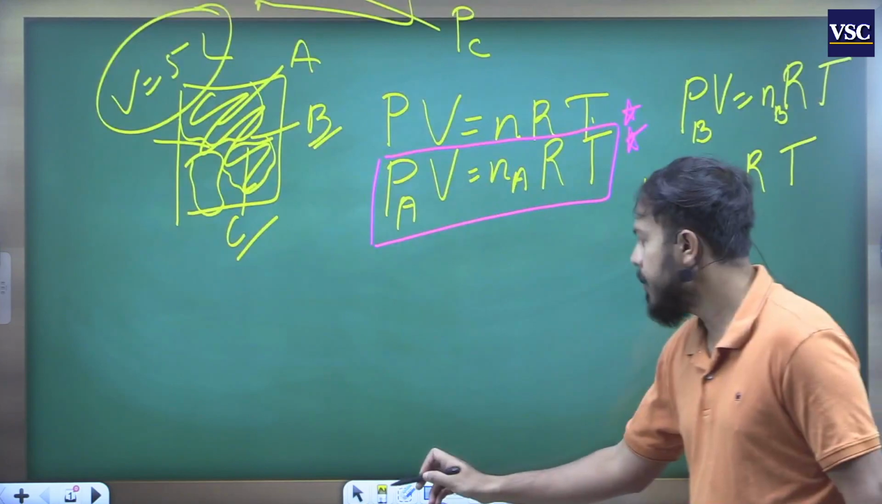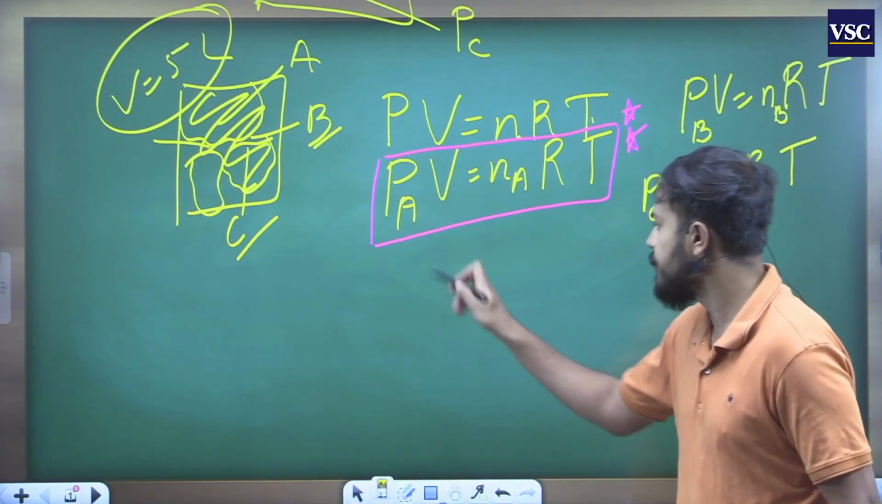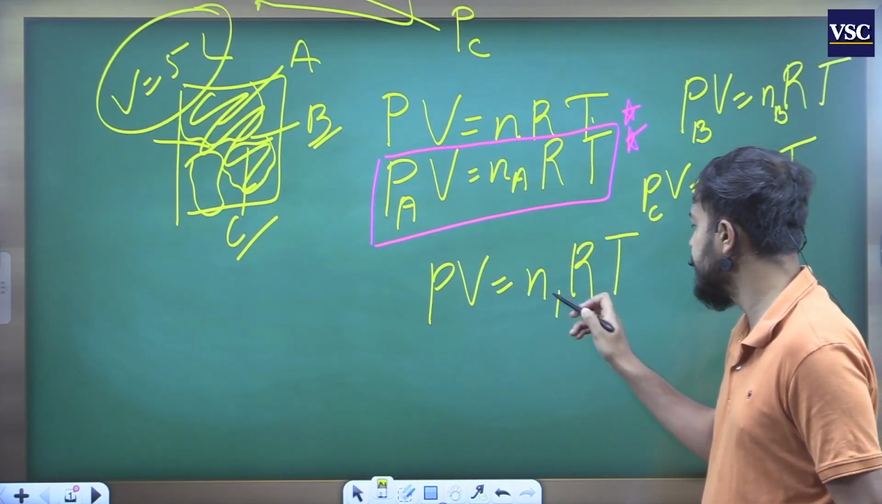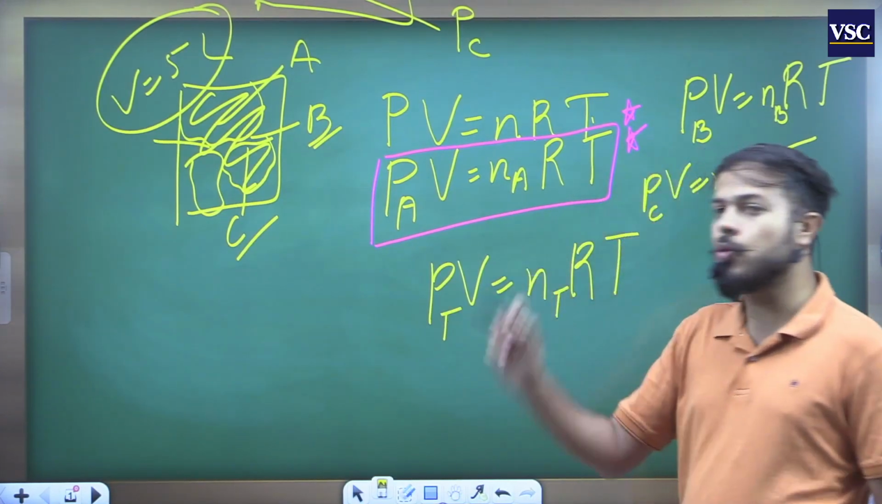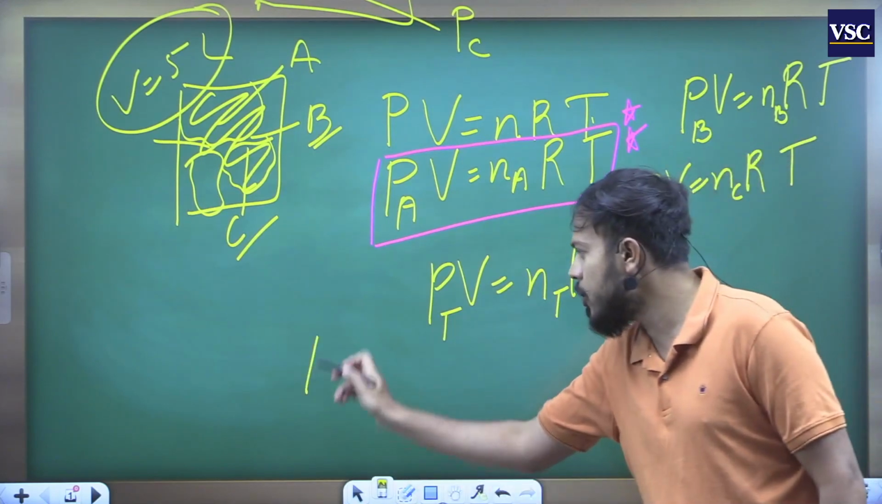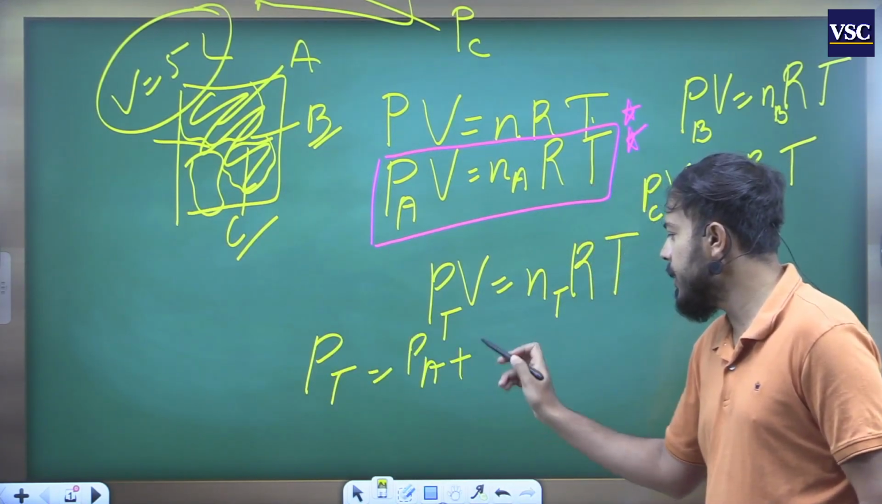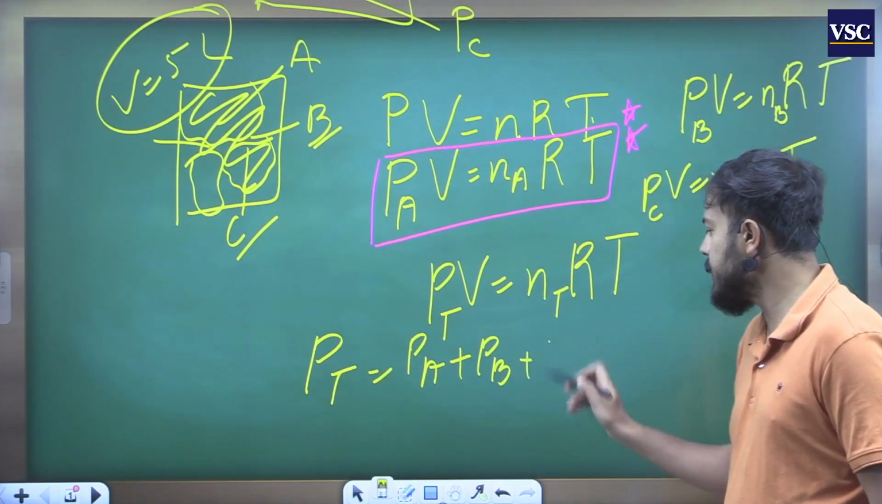And if you apply PV equal to nRT and use total moles, then it will give you total pressure. And according to Dalton, the total pressure is equal to PA plus PB plus PC.